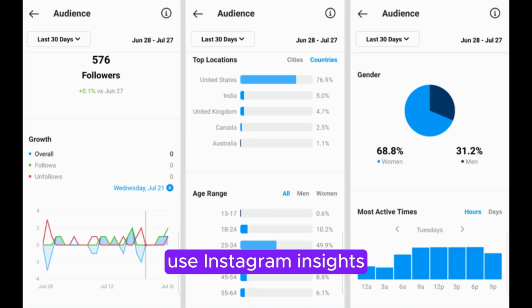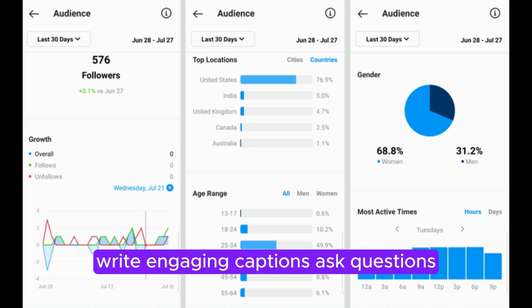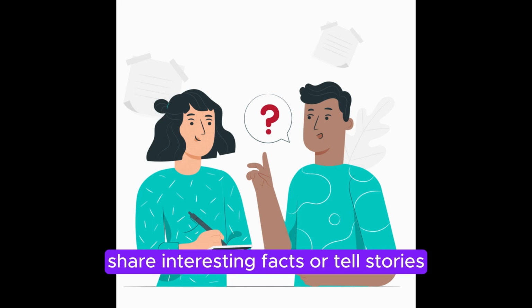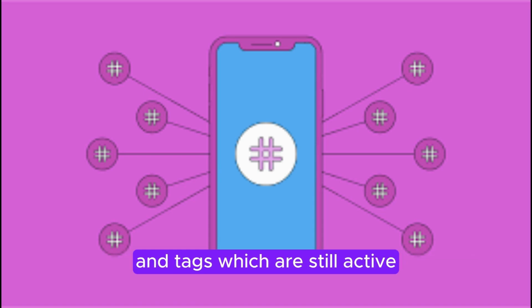Use Instagram Insights to determine when your audience is most active. Write engaging captions. Ask questions, share interesting facts, or tell stories. Use a mix of popular and niche-specific hashtags and tags which are still active.